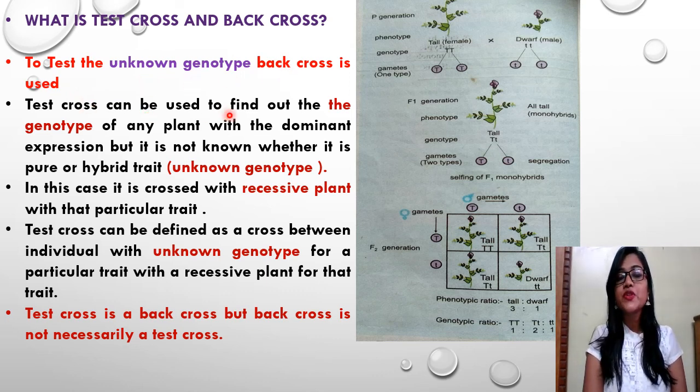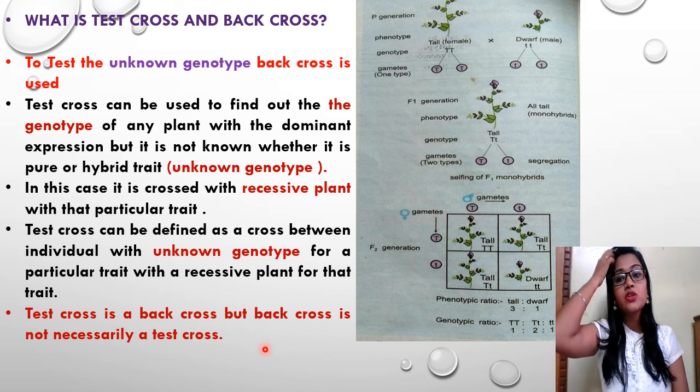Test cross can be used to find out the genotype of any plant with dominant expression, but it is not known whether it is a pure or hybrid trait. That means whether that unknown genotype is capital T small t or capital T capital T. So in this case, it is crossed with the recessive plant with that particular trait. Test cross can be defined as a cross between an individual with unknown genotype for a particular trait with a recessive plant for that trait. So test cross is a back cross, but back cross is not necessarily a test cross.